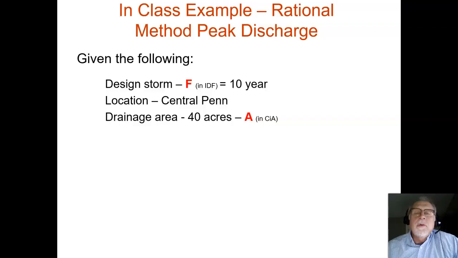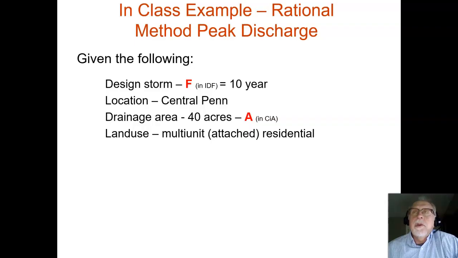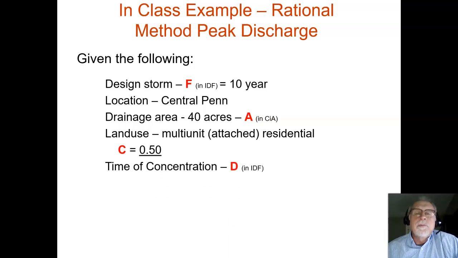Drainage area, we're going to do the runoff for 40 acres. Wait a minute, aren't we supposed to use the rational method only if it's less than 15 acres? Well, let's go with it. Let's go with 40 acres on this one. Land use is multi-unit attached residential. So from that, I can look up in a table what an appropriate C value is for that. And that looks about 0.5. So that means 50% of the water, the rainfall, will run off.